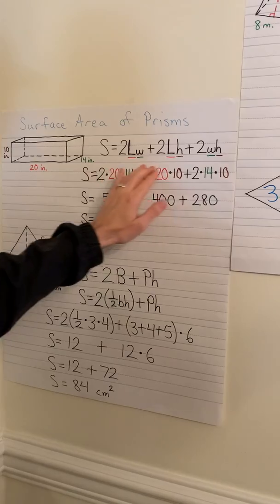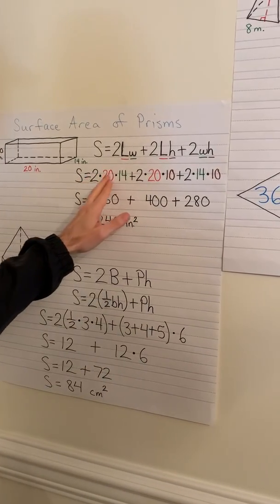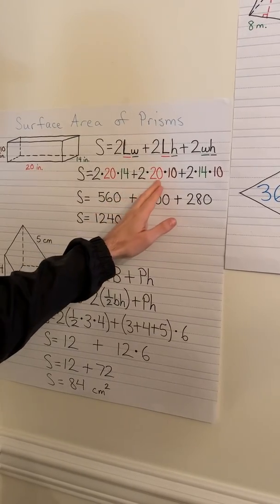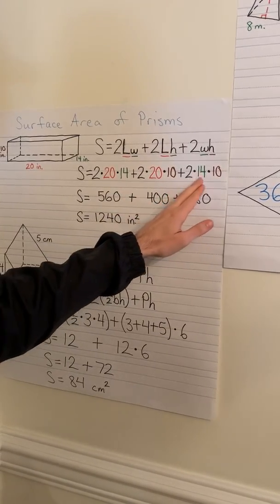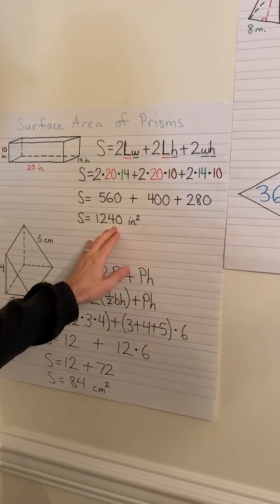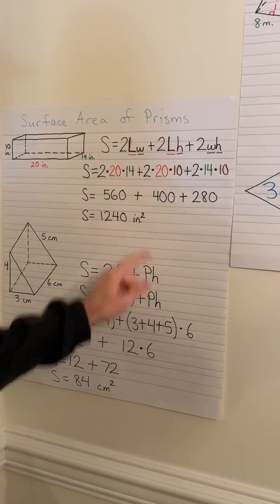Once you plug in the numbers, just take your time doing order of operations. So you take care of this multiplication here. 2 times 20 times 14 gives you 560. 2 times 20 times 10 is 400. 2 times 14 times 10 is 280. When you add these pieces up, you get your answer for this particular rectangular prism, which is 1,240 square inches.